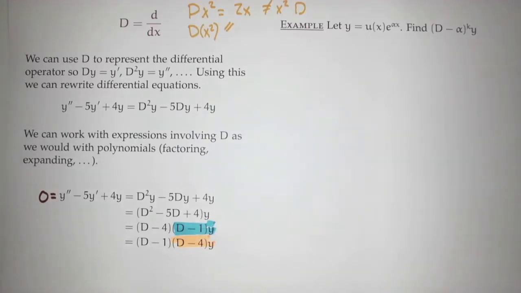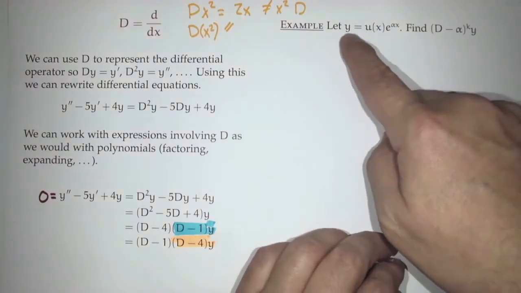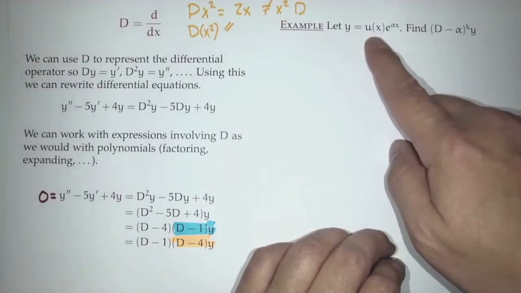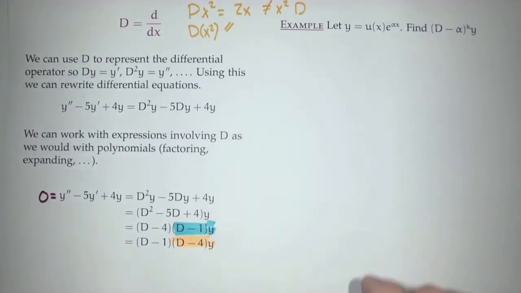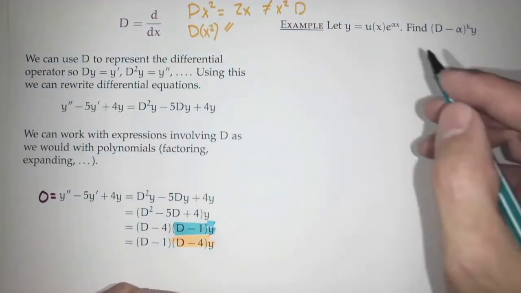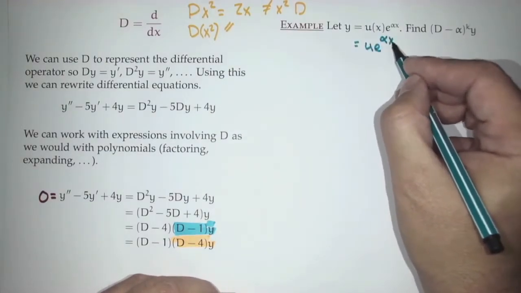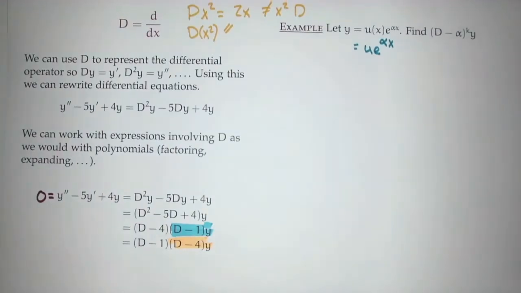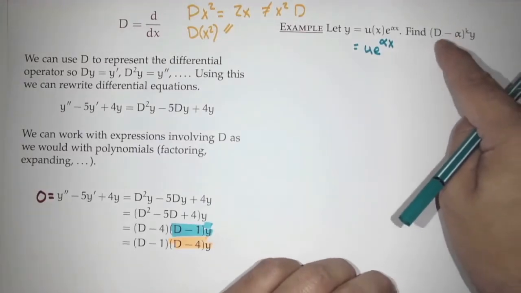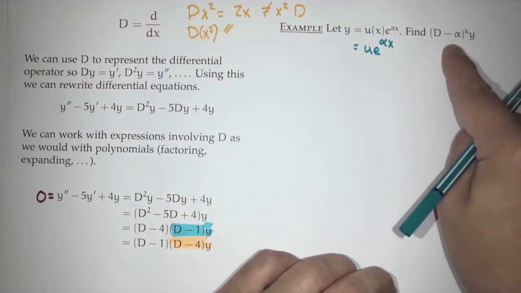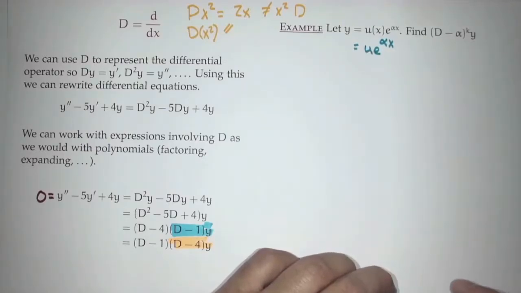So that's the idea. Now we're going to use this to do one thing. And what are we going to do? So suppose we have a function that has the form u of x e to the alpha x. And for sanity, I'm going to write this as u e to the alpha x from here on out. So just remember u is a function of x. And now what I'm going to do is I'm going to say, well, suppose we take d minus alpha to some power and we multiply it by this function y. What comes out?